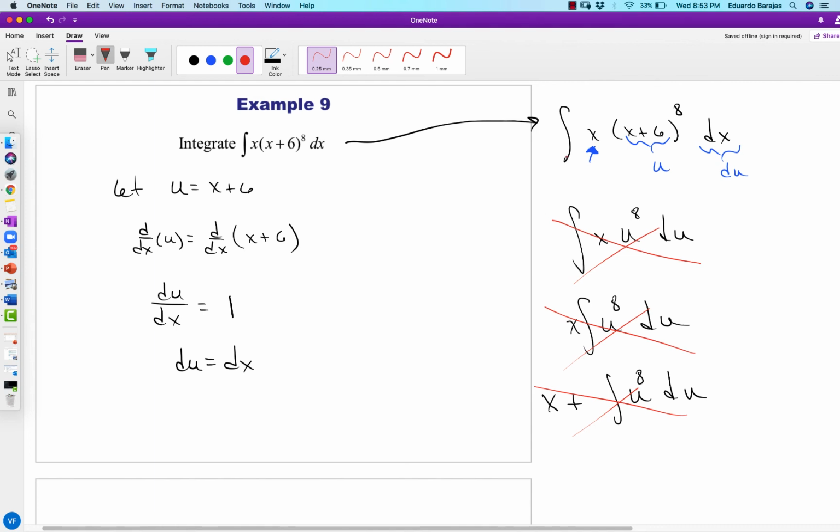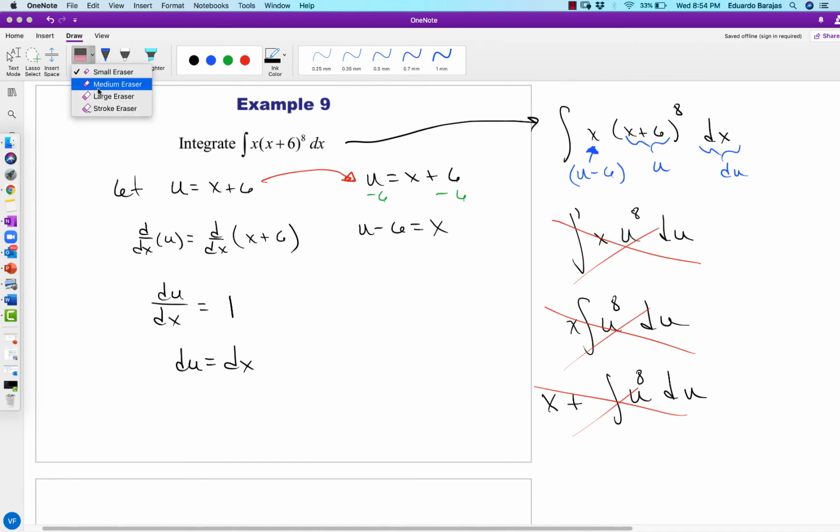Well, in a case like this one, we got to come back over here to our substitution. We let u equal to x plus 6. So what we could do is say, well, if u equals x plus 6, we can subtract 6 from this side, 6 from that side, and then conclude that u minus 6 must be equal to x. So we can again do a complete substitution. This x can be rewritten as u minus 6. And then we'll have something that's completely written in u. Okay, so let me rewrite all of that.